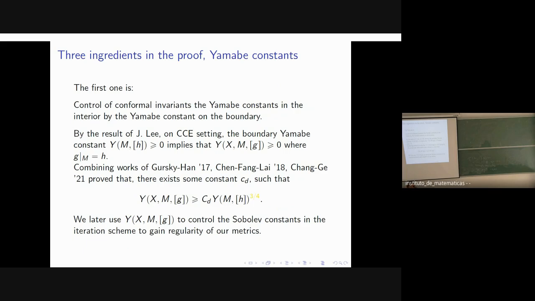We want to control the interior Yamabe invariant by the boundary Yamabe invariant. And if the boundary is bounded away from 0, then the interior is bounded away from 0. That's what I talked about at the end of my second lecture. That's the first ingredient.